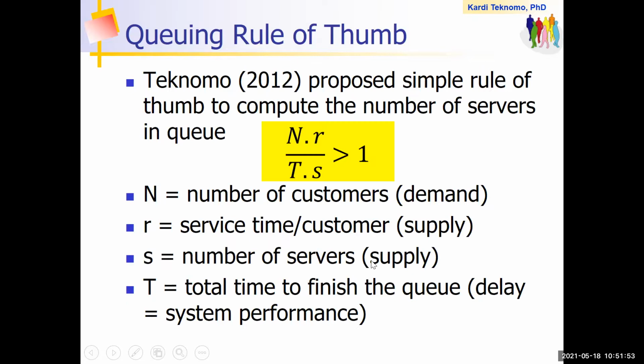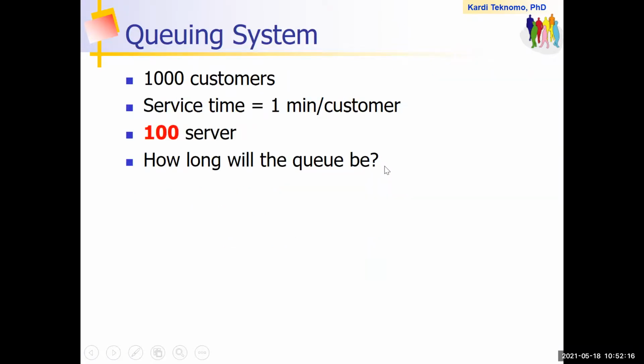So then you remember the queuing rule of thumb that I proposed last time. N is the number of customer demand. R here is the service time per customer, representing the supply. S is the number of servers, and T is the total time to finish the queue, representing the delay of the system performance. So let's use that. Suppose you have 1,000 customers and the service time is still the same, which is 1 minute per customer, and you have 100 servers. The question is how long the queue will be?